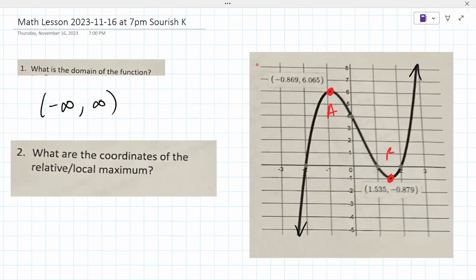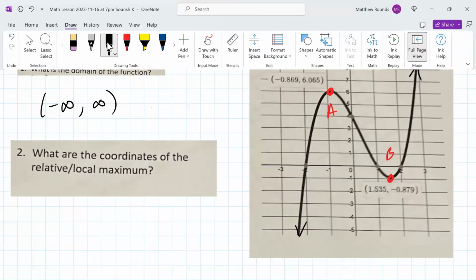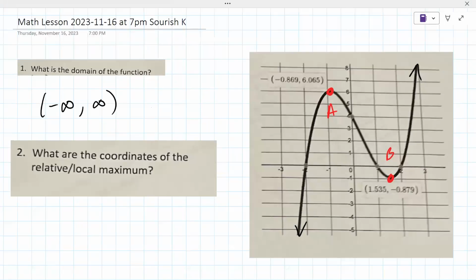Which of those dots is the maximum and which one's the minimum? The maximum is negative 0.869, 6.065. Okay, so we can say the max is minus 0.869, comma 6.065. Any questions on that? I'm writing that down.